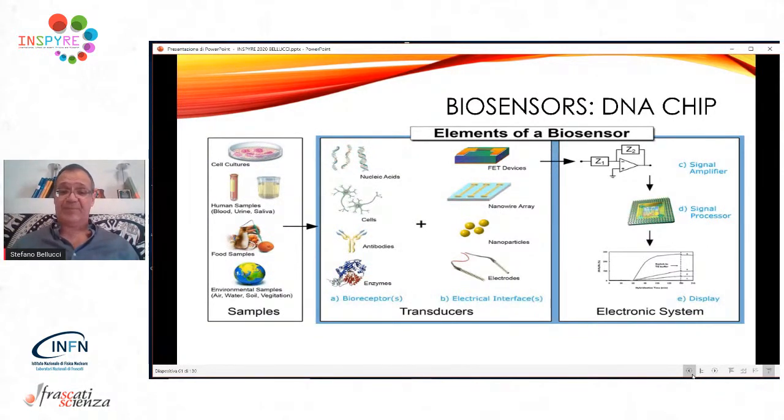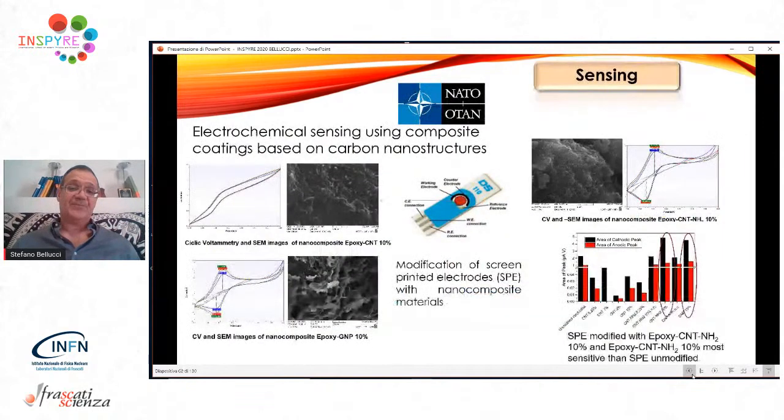The intermediate step is to introduce bioreceptors, typically enzymes or antibodies or nucleic acids, like we did in our project. And then you need to introduce a transducer. So that's an electrical interface. That can be a nanoparticle, a nanoelectrode, can be a nanowire array. And then finally, you need the electronics of acquisition with an amplifier and a processor of the signal.